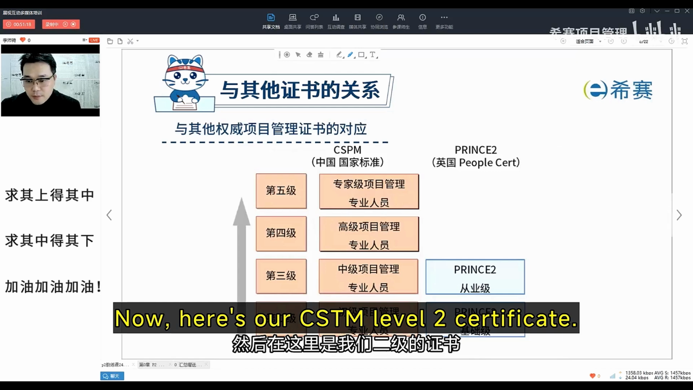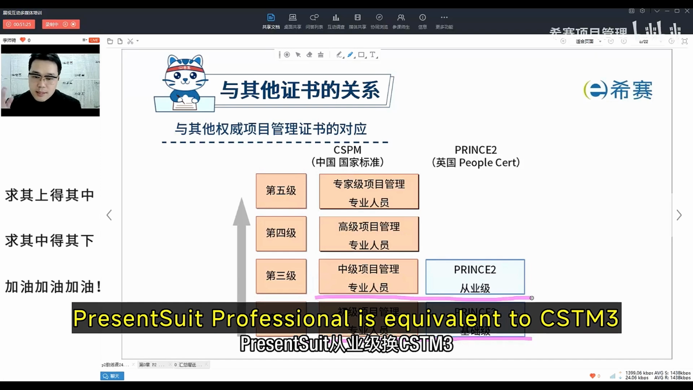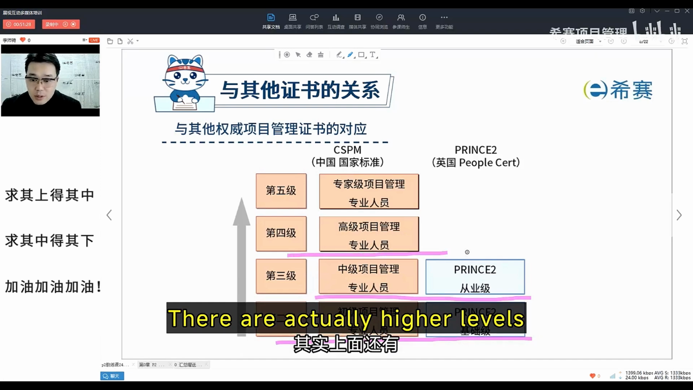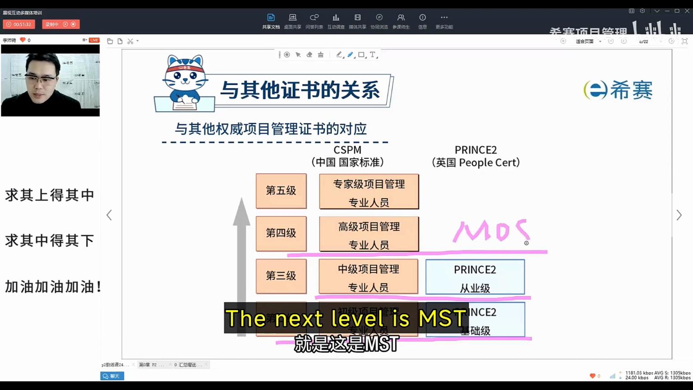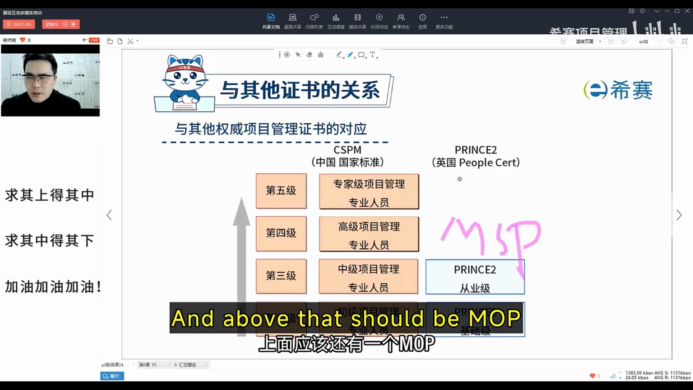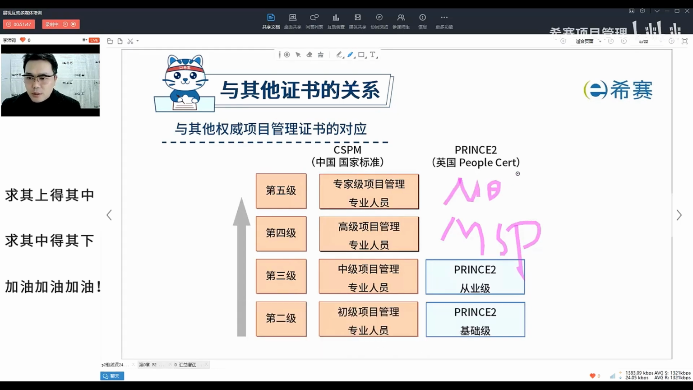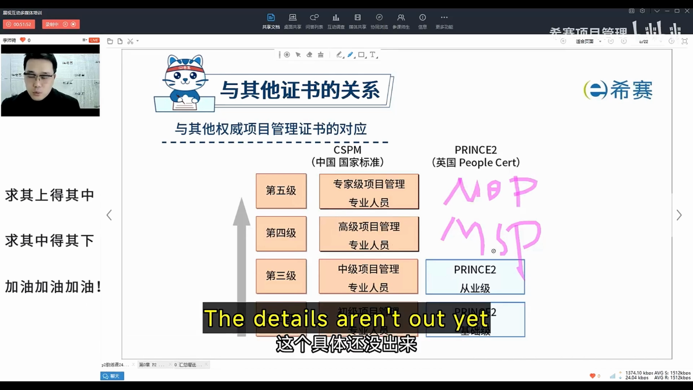Now, here's our CSTM Level 2 certificate. You can exchange a PRINCE2 Foundation certificate for CSTM2. PRINCE2 Professional is equivalent to CSTM3. There are actually higher levels. They just haven't been officially announced yet. The next level is MST. And above that should be MP. It's unclear if MP or MST equates to level 5. The details aren't out yet.